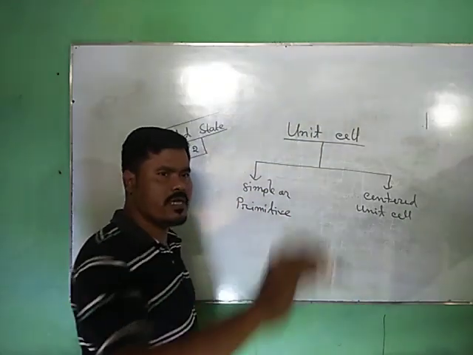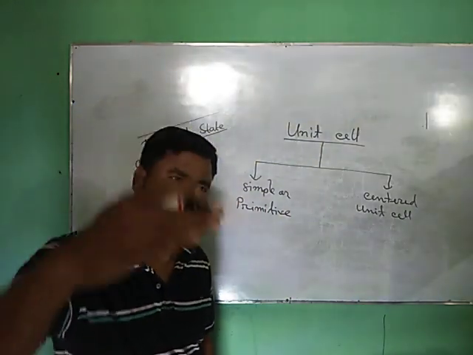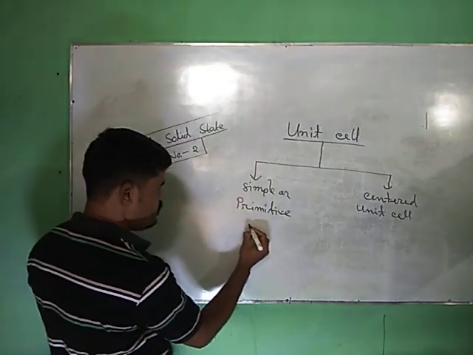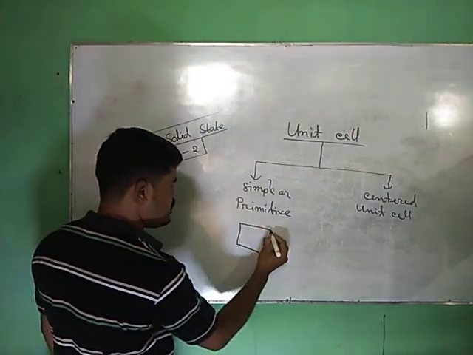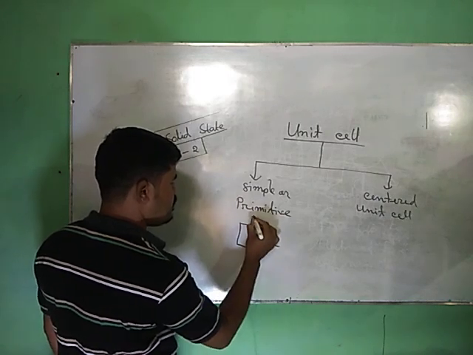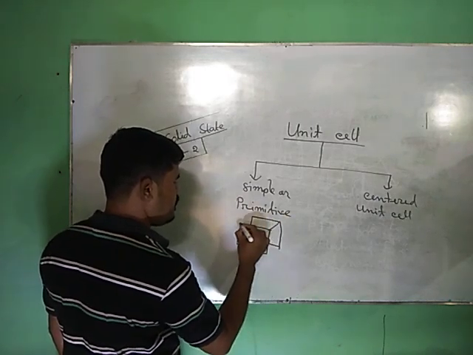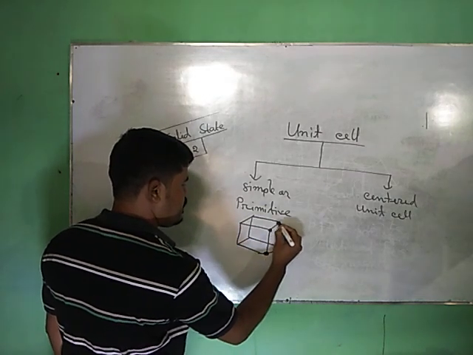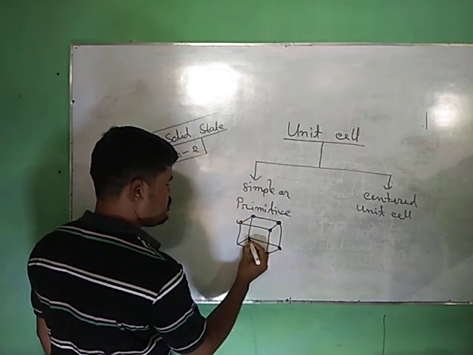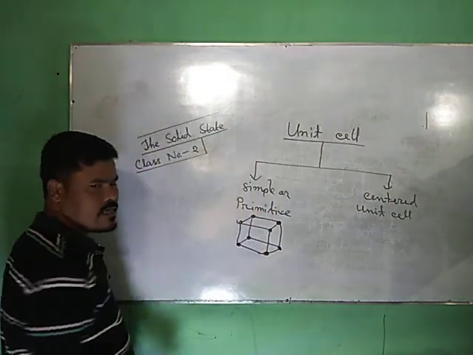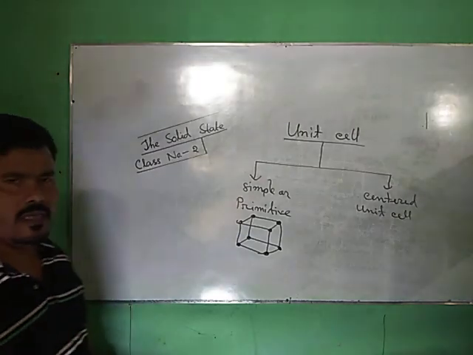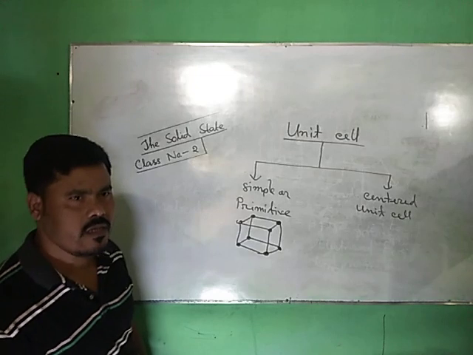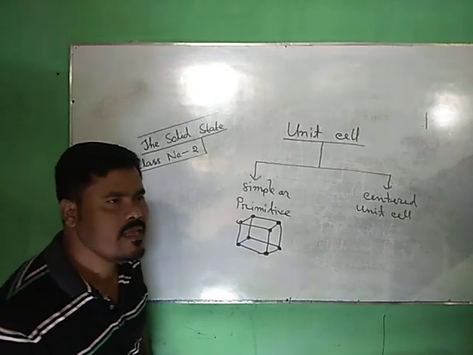Besides the corners, particles are present in the center or other parts of the unit cell. Look, simple: I am going to draw the simple unit cell again. See here what is happening. I am keeping the particles only at the corners. When a unit cell contains the particles only at the corners, then it is called a simple or primitive unit cell.